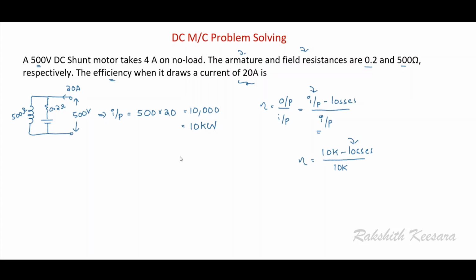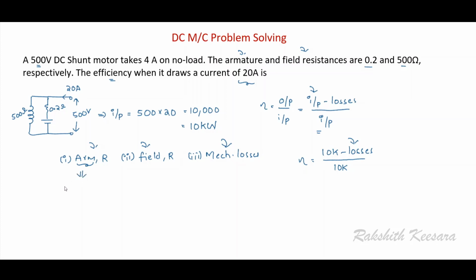Next we should calculate the losses. What are the different kinds of losses that are present in a DC machine? First one is losses due to armature winding resistance. Next one is field winding resistance. And the third one is mechanical losses. Right? These are the three kinds of losses that are present in a DC machine.